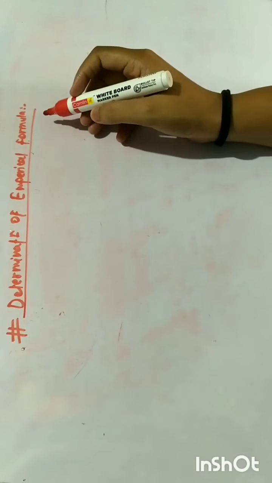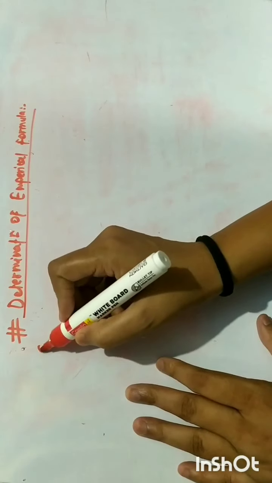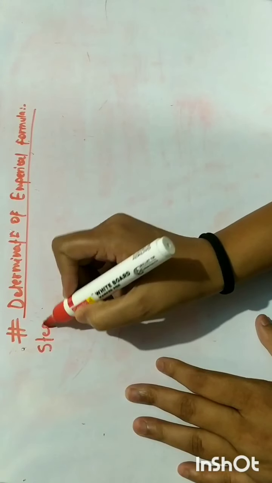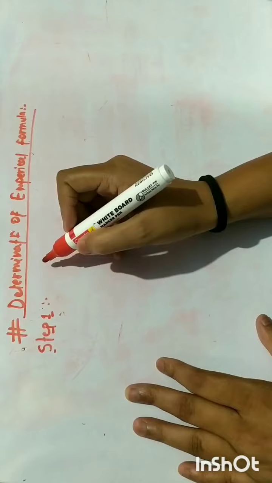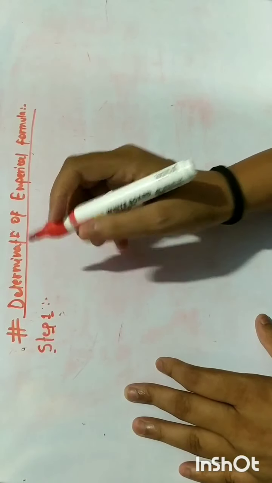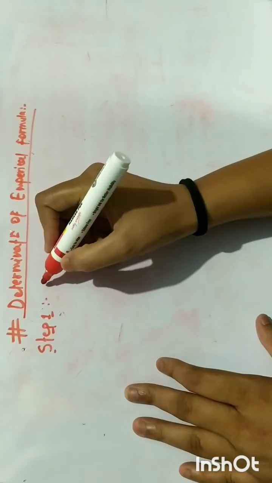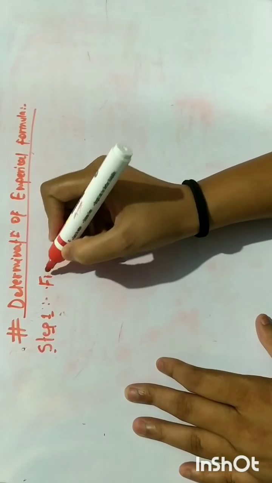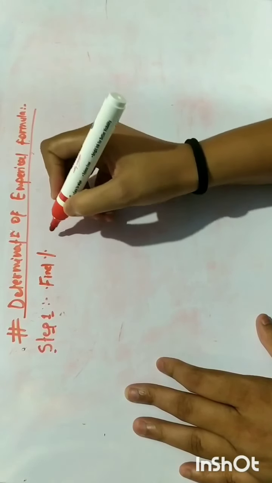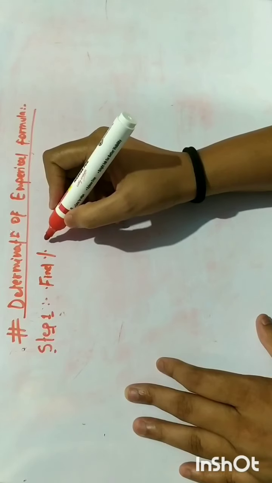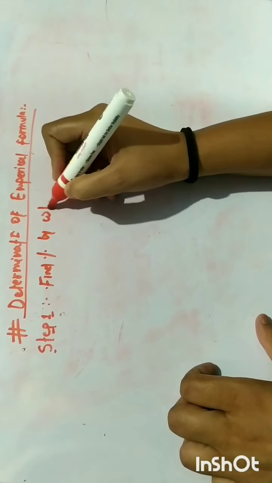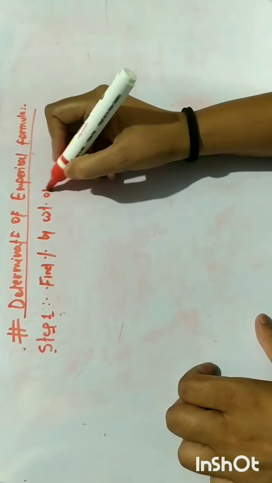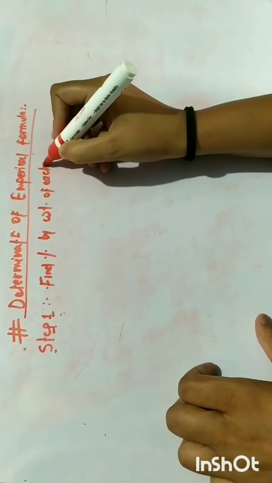So, determination of empirical formula. The first step is to find the percentage by weight of each element present in one molecule of the compound. Find percentage by weight of each element.